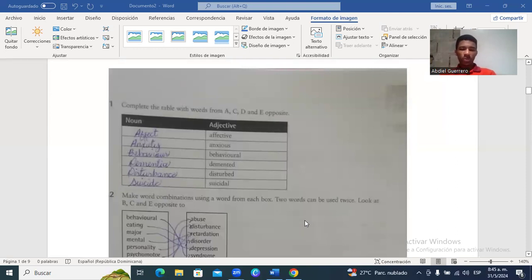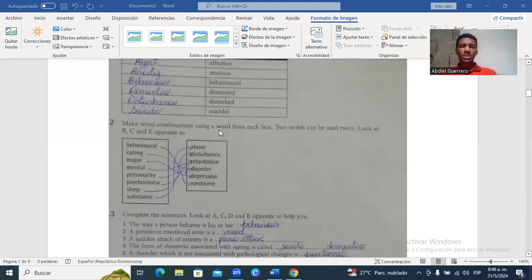Now we continue with Unit 25, Mental illness. We'll be completing exercises. Complete the table with words from A, C, D, and E opposite. Noun, adjective. Affect, affective. Anxiety, anxious. Behavior, behavioral. Dementia, demented. Disturbance, disturbed. Suicide, suicidal.